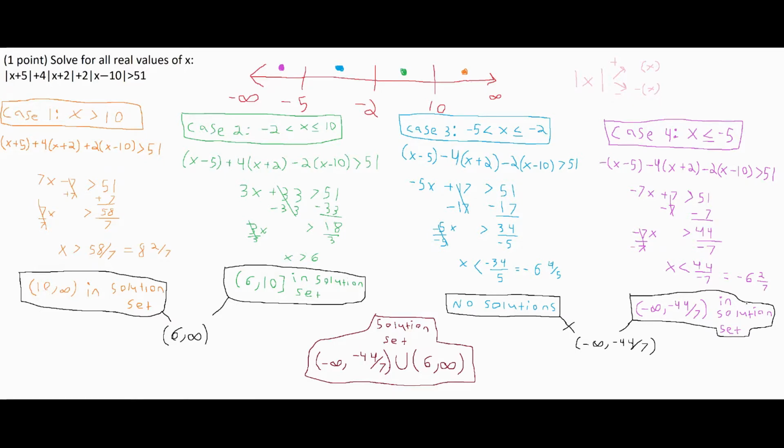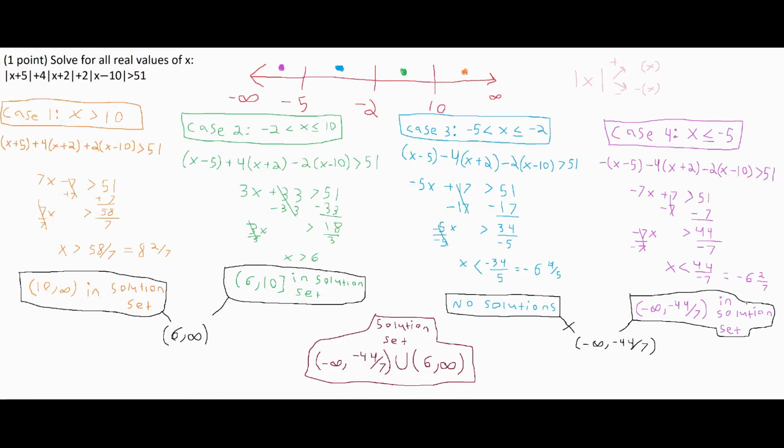So the equation becomes x minus 5 plus 4 times x plus 2 minus 2 times x minus 10 is greater than 51. This simplifies to 3x plus 33 is greater than 51. And then we solve for x, so we subtract the 33 and divide that by 3, which gives us x is greater than 6. Now, x is greater than 6 actually does fit onto our interval.